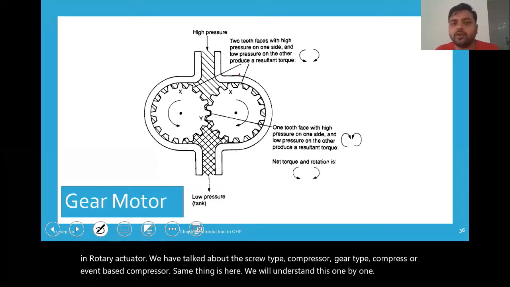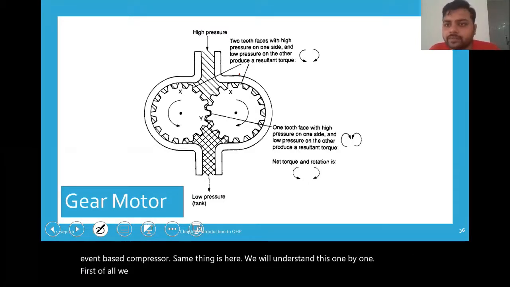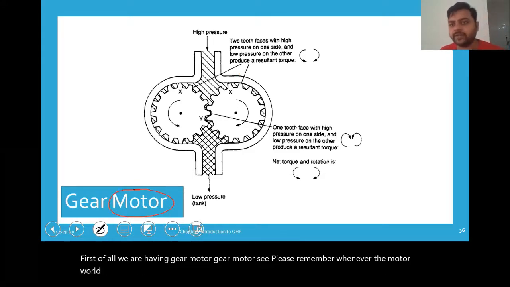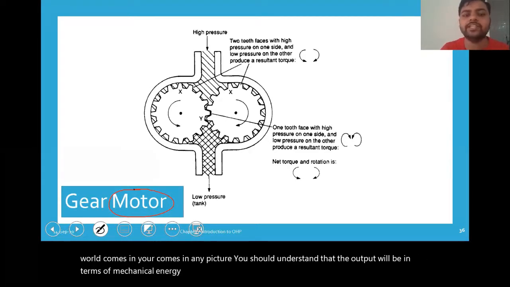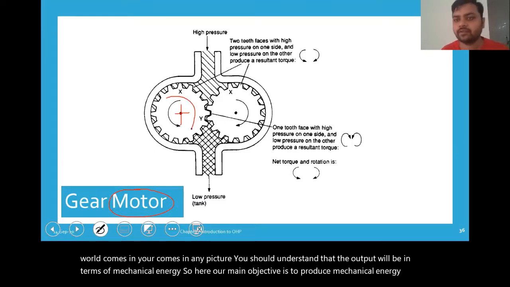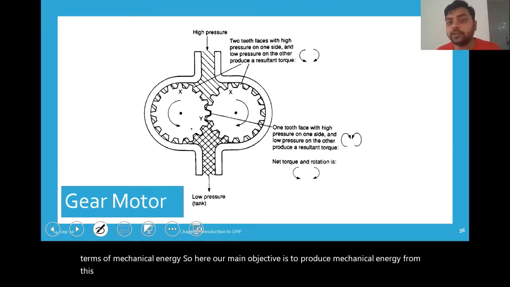Okay, so first of all, we are having a gear motor. Please remember, whenever the word motor comes in any picture, you should understand that the output will be in terms of mechanical energy. So here our main objective is to produce mechanical energy from this shaft. All right. So how is it produced?